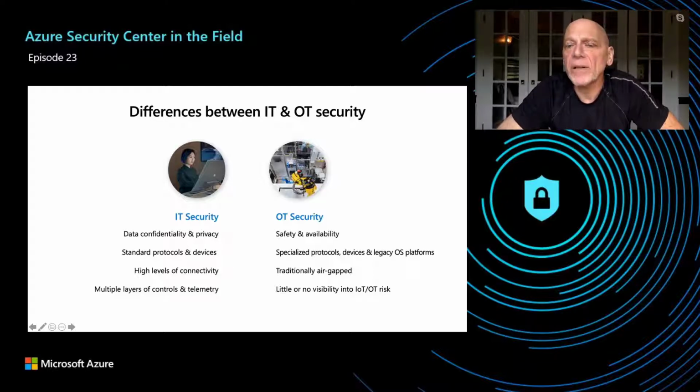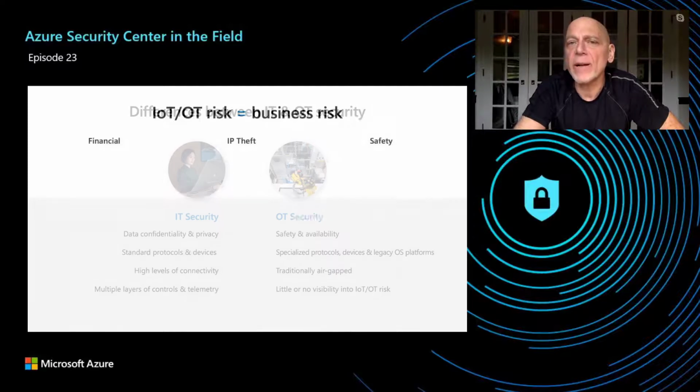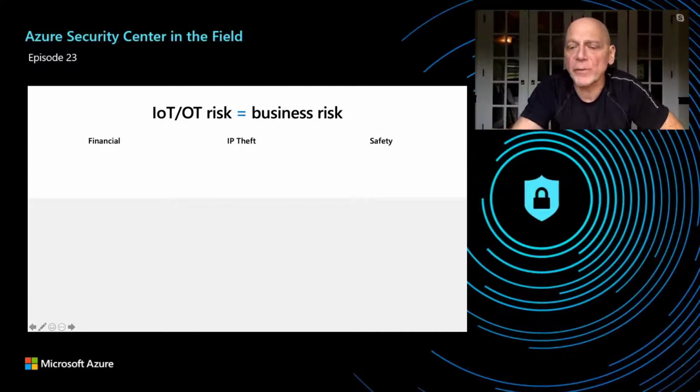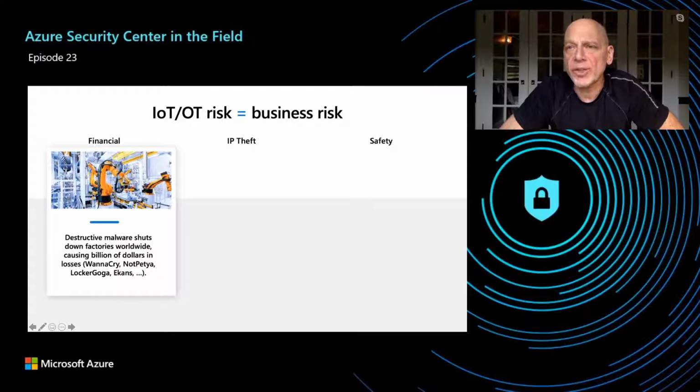The result of that is that security organizations today have very little or no visibility into their IoT and OT risk. And that translates directly into three types of business risk. The first is financial risk. We've all seen companies that were shut down, their factories unable to produce what they were supposed to produce because of malware or ransomware. So there are many examples of that.